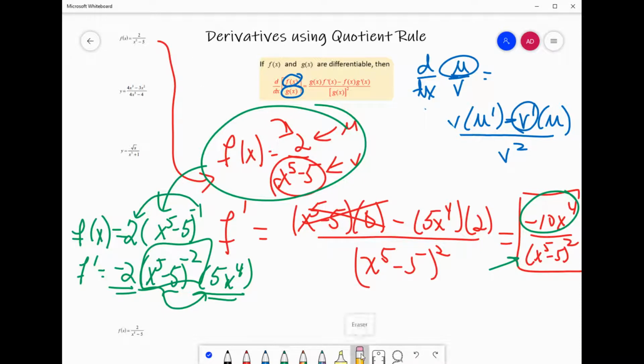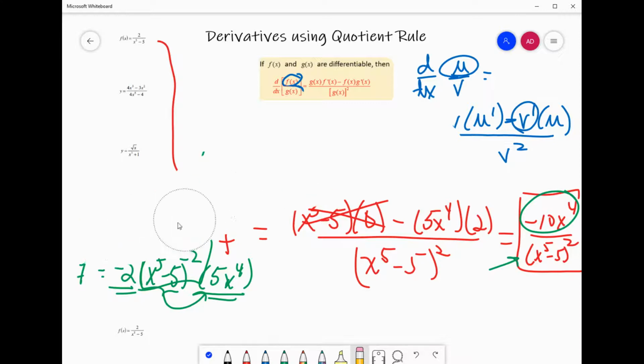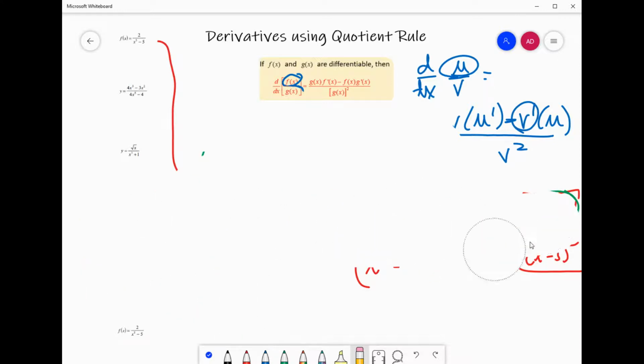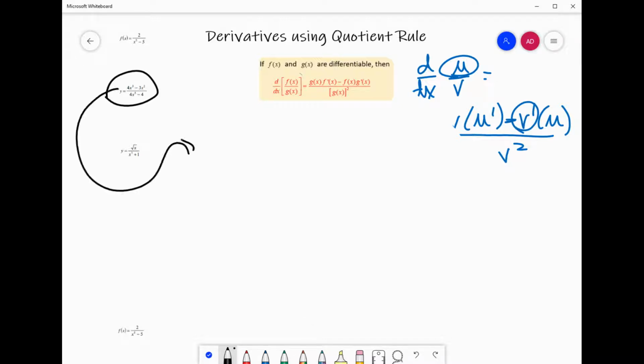All right, so pause the video if you have to, okay? I'm cleaning this up so we can go on to the next one. I know I'm cramming all these problems in here. Right, so now I'm going to go ahead and find the derivative of this one. Here we go. My u is 4x cubed minus 3x squared. My denominator is 4x to the fifth minus 4, okay?